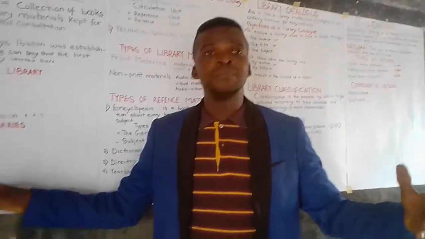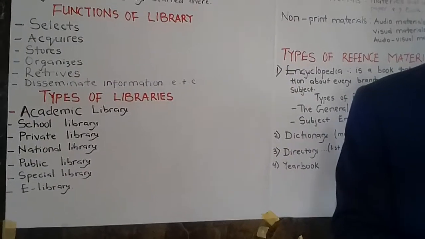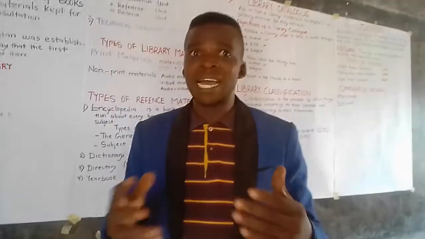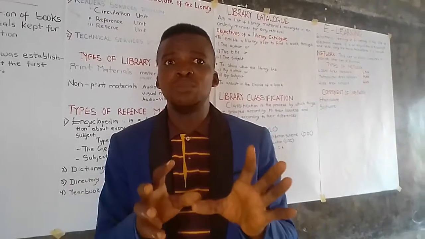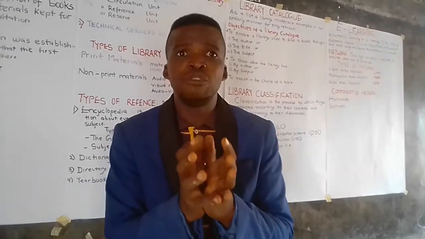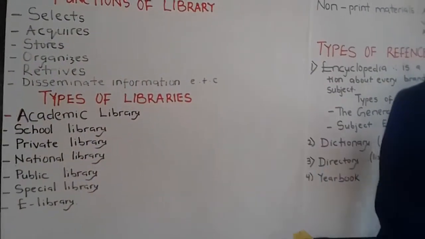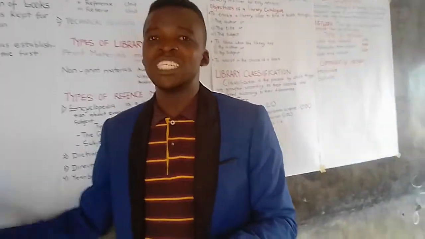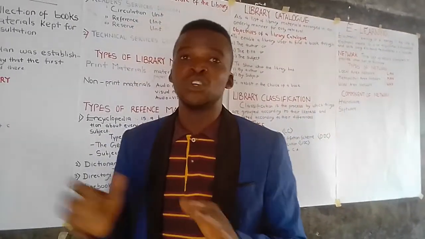We have the special library. Special libraries are libraries meant for a special group of people, like mathematical centers. We have special people like surveyors and lawyers. They will have their own special library where information pertaining to their field can be kept. Lastly, we have the e-library. An e-library is called an electronic library, where you access information through the internet. All these are the types of library we have as far as this course is concerned.